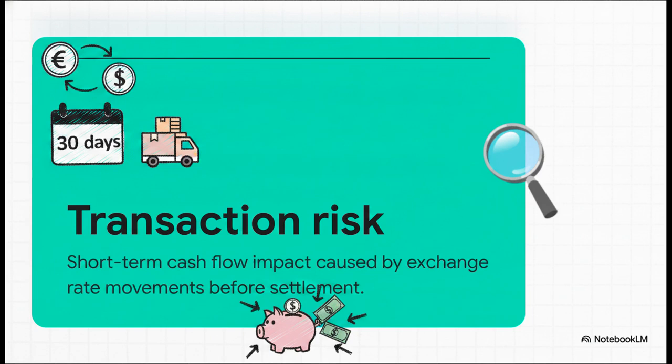Imagine you agree to buy some supplies from Europe today, right? But you don't actually have to pay the invoice for 30 days. Well, if the exchange rate shifts negatively during that 1 month, the actual physical cash leaving your bank account could be way higher than you originally planned for. Boom! It immediately eats right into your profit margins. So this is the everyday, pressing threat to your daily sales and short-term cash flows.